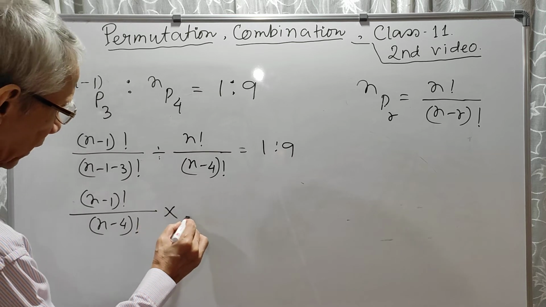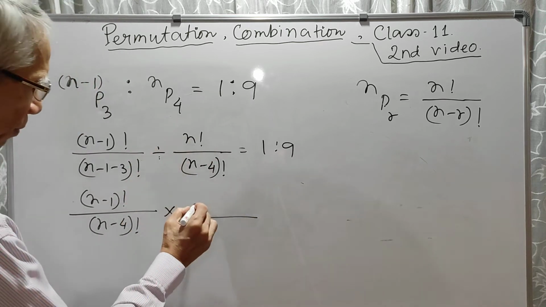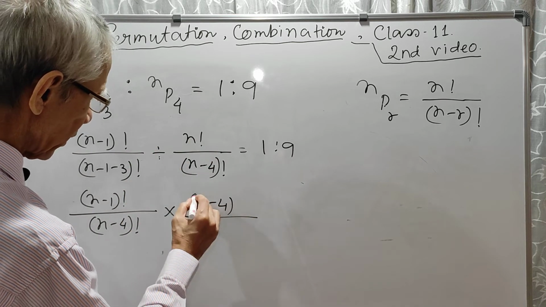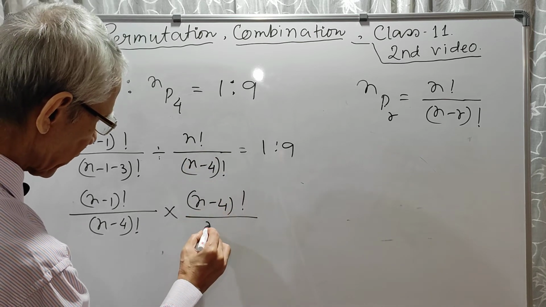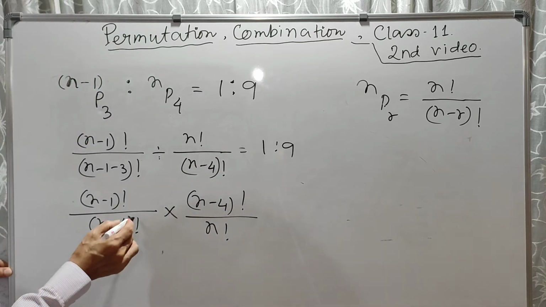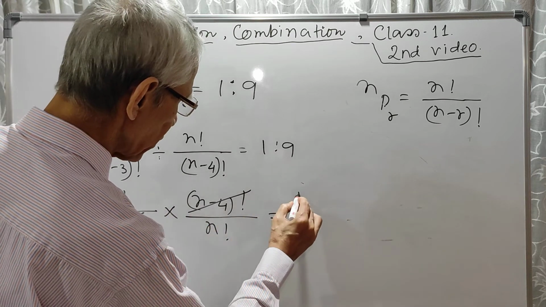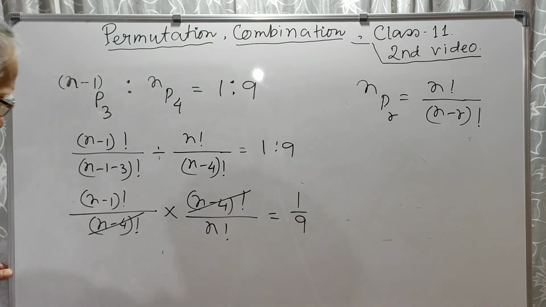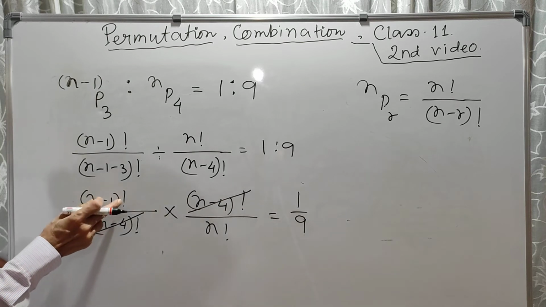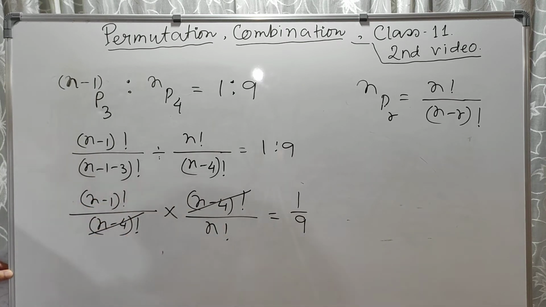Divided by, this will go up, n minus 4 factorial, then n factorial. So this n minus 4 factorial cancels, isn't it? This side is 1/9, all right? What remains? n minus 1 factorial and n factorial.